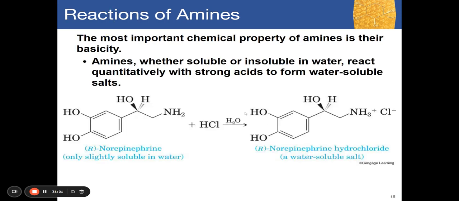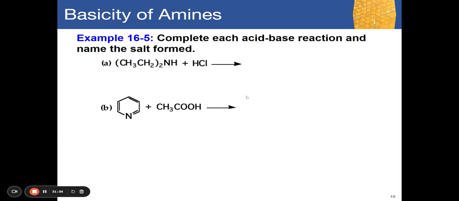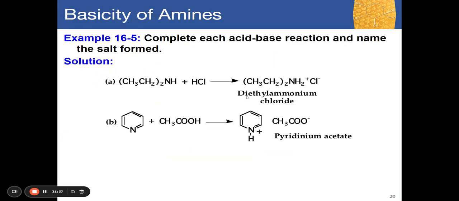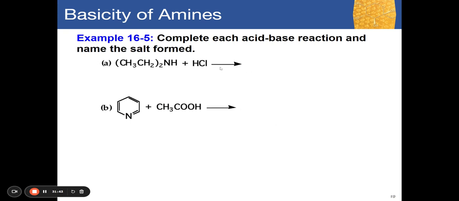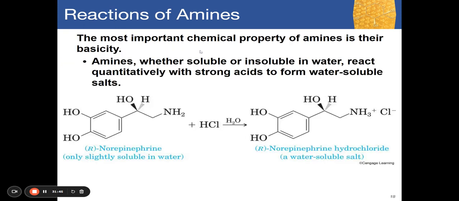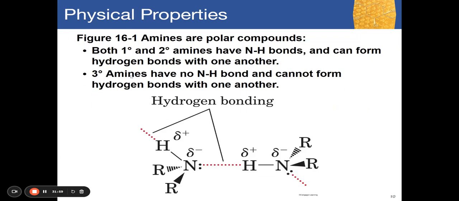So, for the reactions of amines, the most important chemical property is their basicity. Amines, whether soluble or insoluble in water, react quantitatively with strong acids to form water-soluble salts. Okay. That's it for our discussion of your amines. We will not delve much into the reactions. Just remember that whether you combine a strong or weak acid with a weak base, which is the amine, it still forms a water-soluble salt. So that's it for the discussion of your amines.